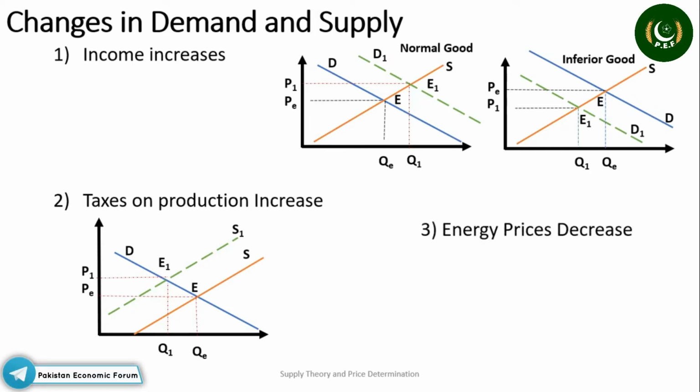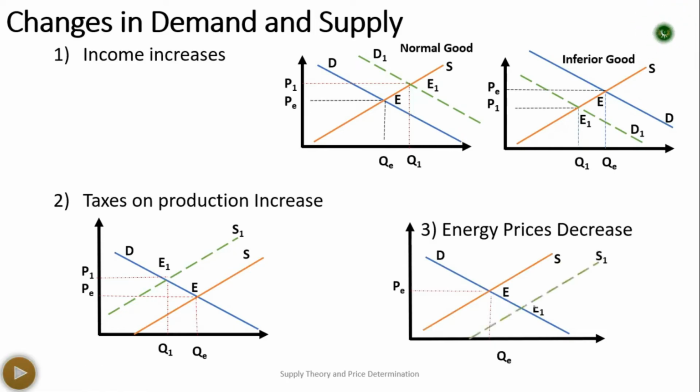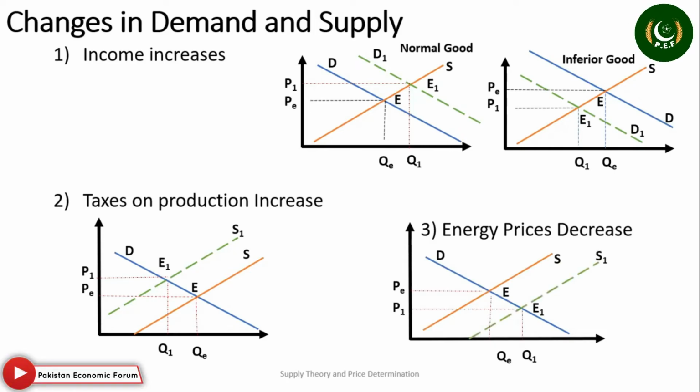What happens if energy prices decrease? This will be a favorable situation for the producers of the commodity. Hence, they will increase the production and the supply curve will shift to the right. Finally, this will result in decreasing the price, but the quantity traded will increase.